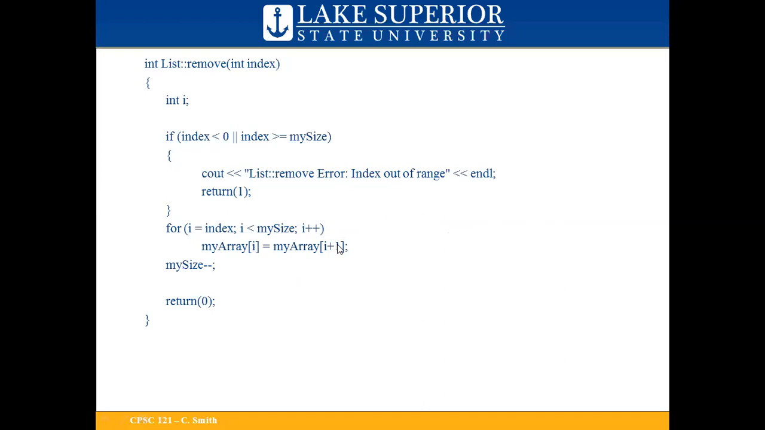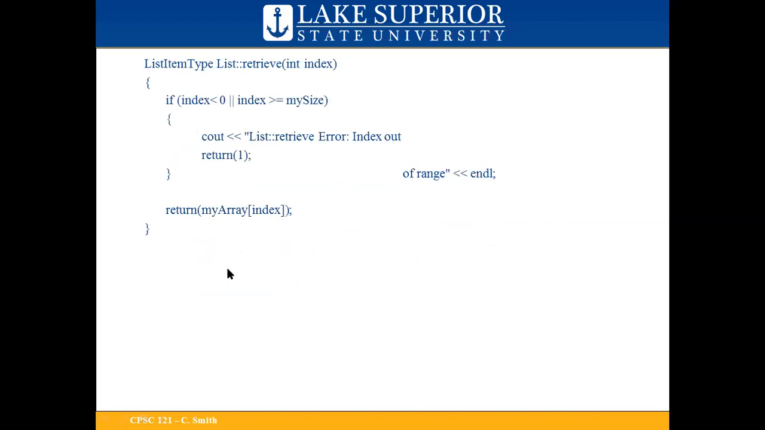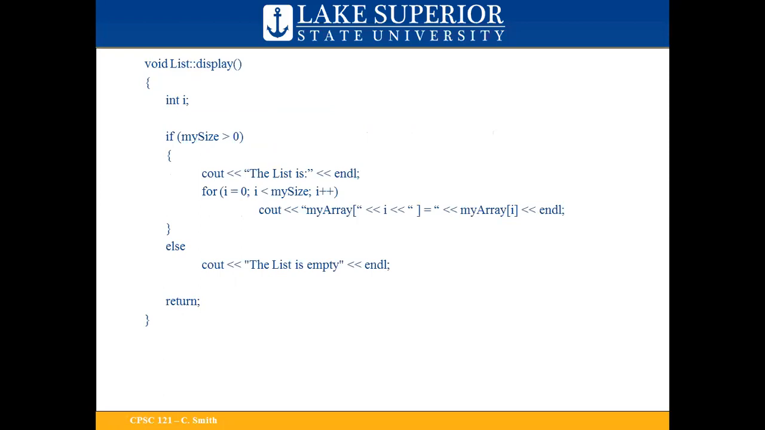So i equals i plus 1 here. So this is moving the data slowly backwards. And then my size minus minus. Here's a retrieve. That one's not too bad. You bounds check it and then you return it. Okay. And display, just print it out. Again, not too bad.